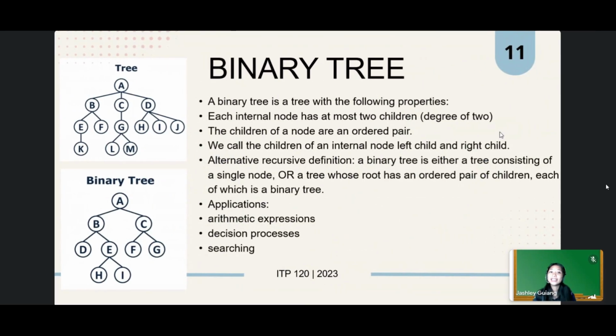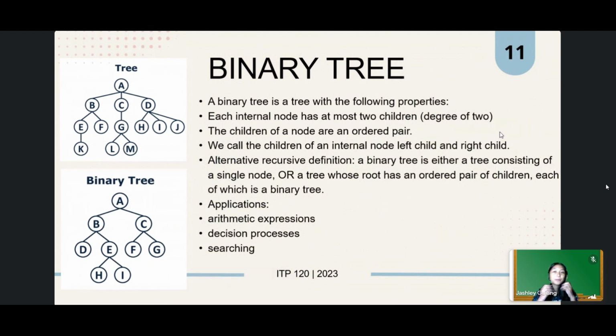So next is the binary tree. A binary tree is a tree with the following properties. Each internal node has at most two children. The children of a node are an ordered pair. We call the children of an internal node the left child and the right child. An alternative recursive definition: a binary tree is either a tree consisting of a single node, or a tree whose root has an ordered pair of children, each of which is a binary tree.